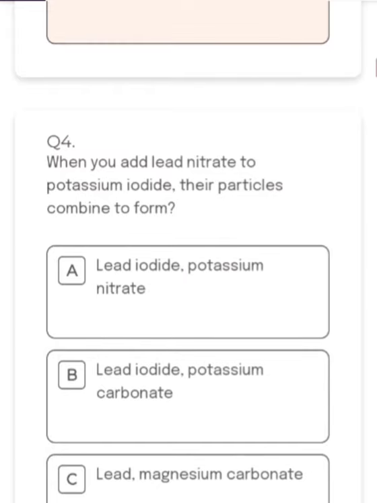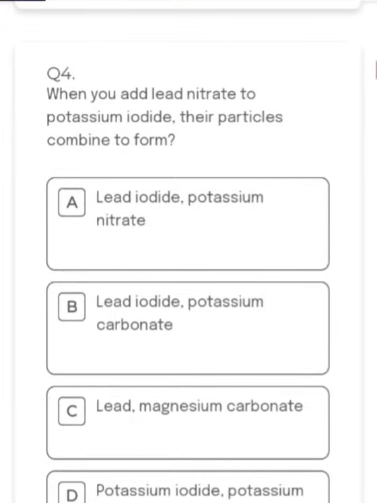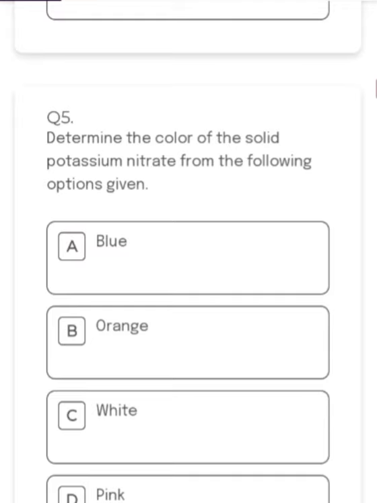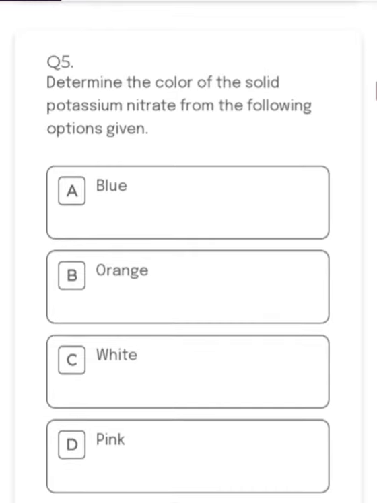Next question, when you add lead nitrate to potassium iodide, their particles combine to form. Yes, when we add lead nitrate to potassium iodide, then their particles combine to form option A, lead iodide and potassium nitrate. Yes, next question, determine the color of the solid potassium nitrate from the following options. Yes, the color of solid potassium nitrate is, so correct option is option C, white color.